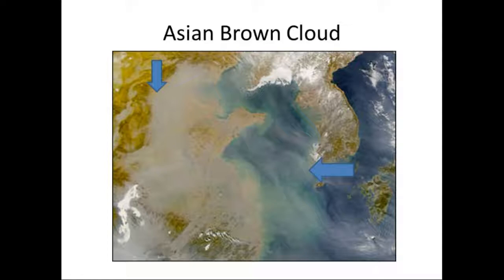There is a large pollution cloud, smog as we call it, over the Asian continent, stretching from India all the way through China. Some call this the Asian brown cloud, but more correctly it should be called the atmospheric brown cloud. Let's watch a short video that describes it.